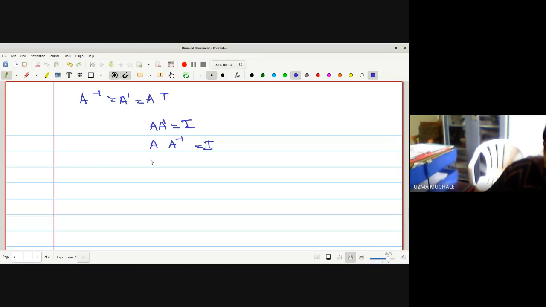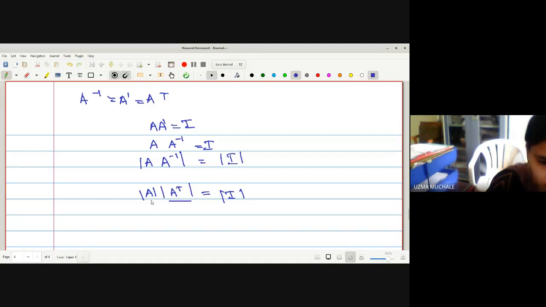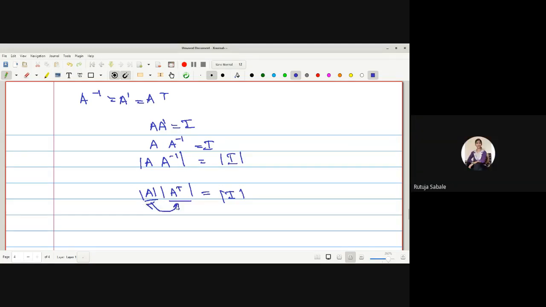Now if I take a determinant on both sides, what will happen? Determinant of A into A inverse is equal to determinant of this identity matrix. What is this A inverse? This A inverse we have proved it is A transpose, which is equal to identity matrix. Now can you tell me what is the determinant of A transpose if you know the matrix A? Whether these two are same or different. Determinant of A and determinant of A transpose. Same, ma'am.